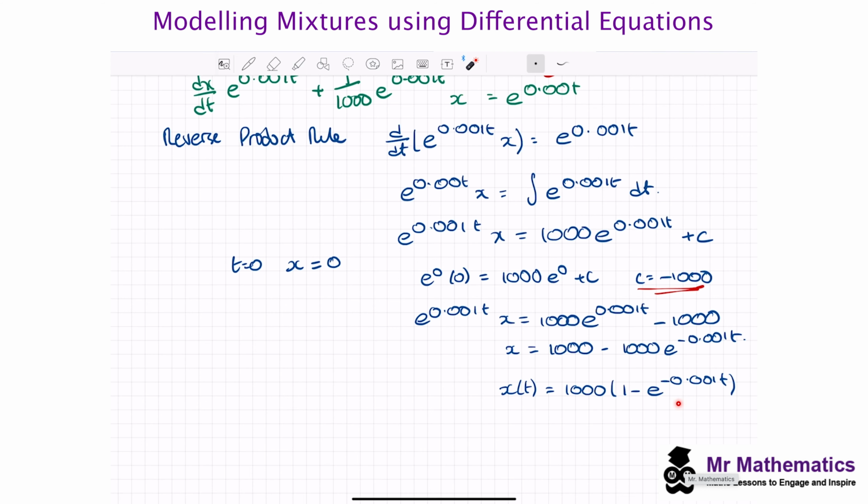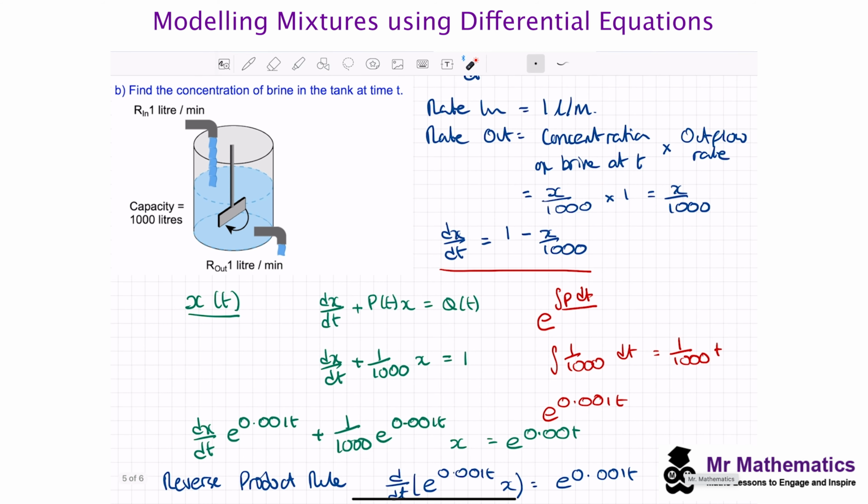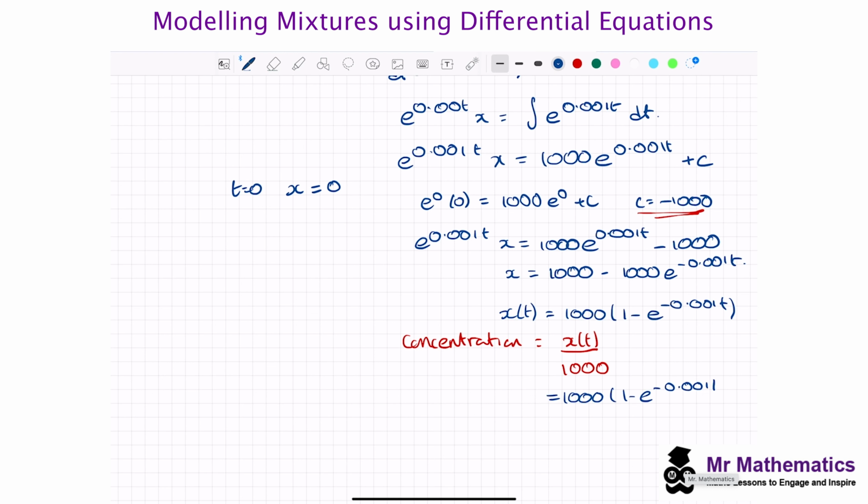Okay, so this is the solution to a differential equation, but our question asked us to work out the concentration. And the concentration will be this amount of brine in the tank. So the concentration will be x of t, the amount of brine in the tank at any time, divided by the total amount of liquid in the tank, which is 1,000. So we have x as a function of t divided by 1,000. These two will cancel. So our solution is 1 minus e to the negative 0.001t.